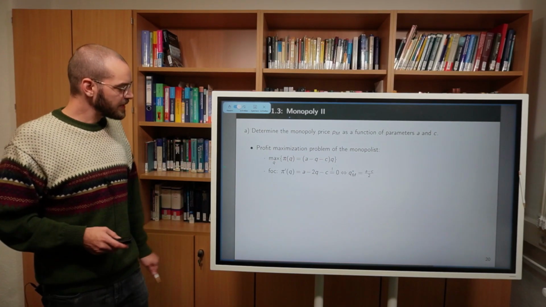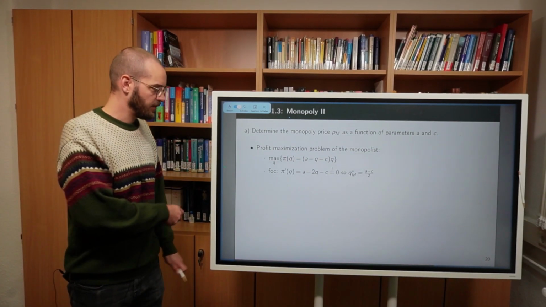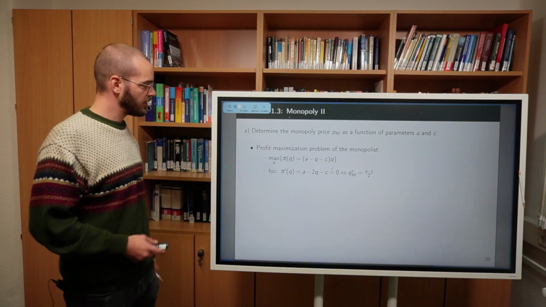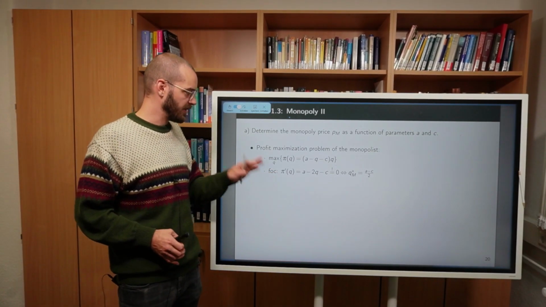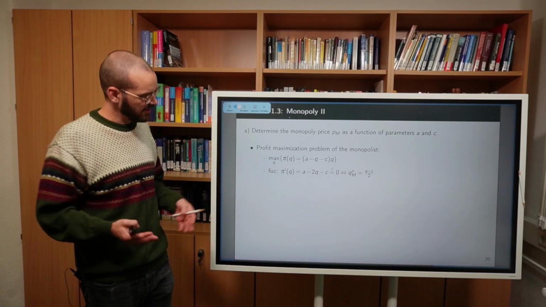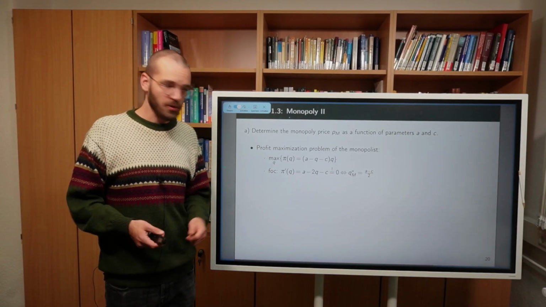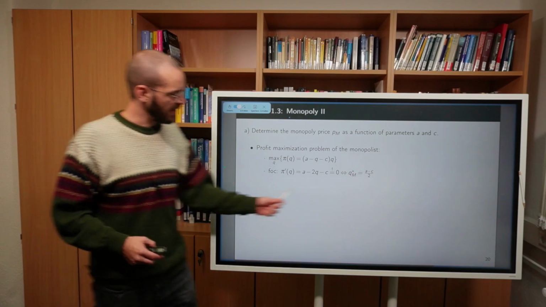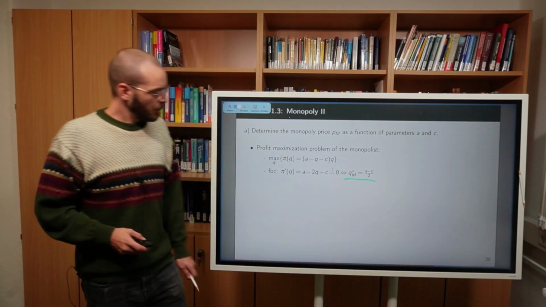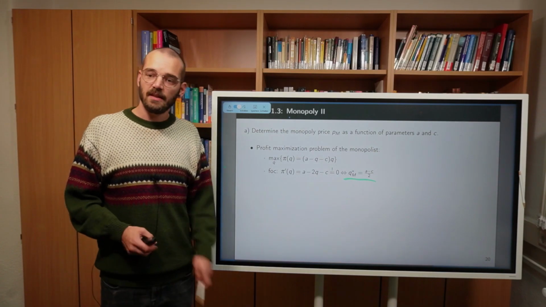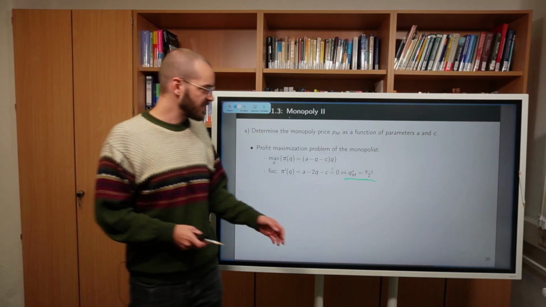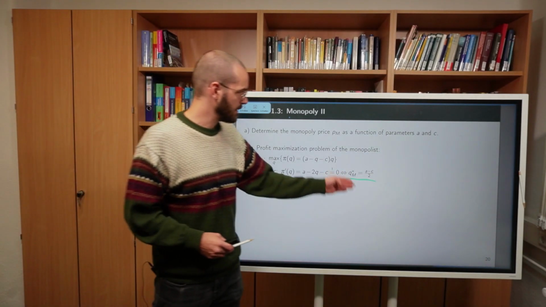Now we find this maximum again by checking the first order condition. So we are now calculating the first order derivative of the profit function and setting it equal to 0. If we now solve for the profit maximizing quantity Qm, we find that Qm equals (A minus C) divided by 2, just as we saw it in the previous exercise.